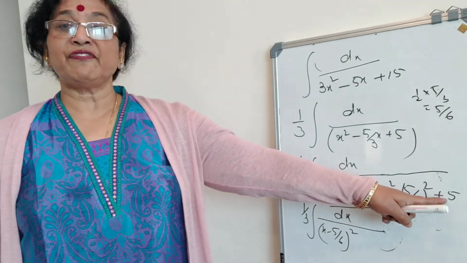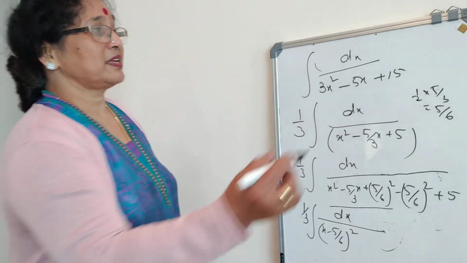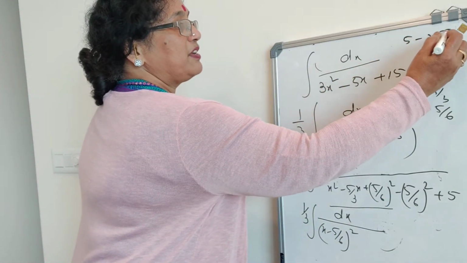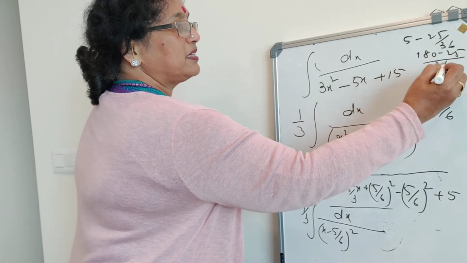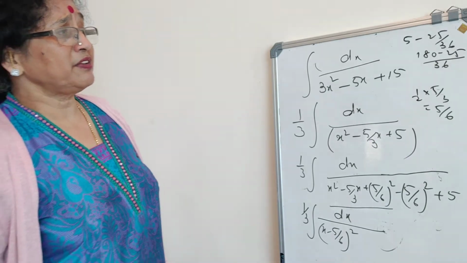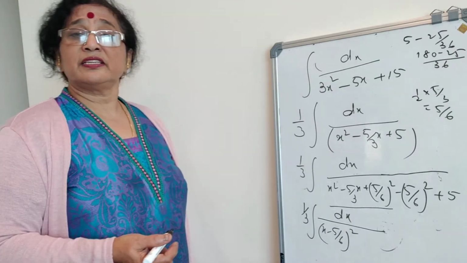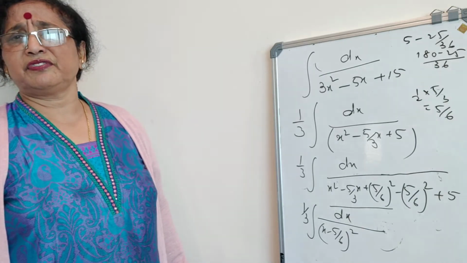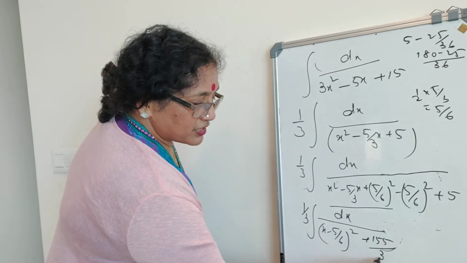And what are the numbers left? 5 minus, not 5 by 6, 25 by 36. So what is 5 minus 25 by 36? This is 180 minus 25 by 36, which is 155. Yes, that is 180 minus 30 is 150, and that is 155. So this is 155 by the positive.